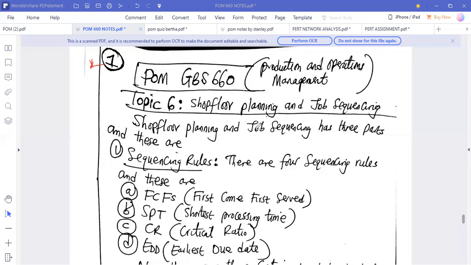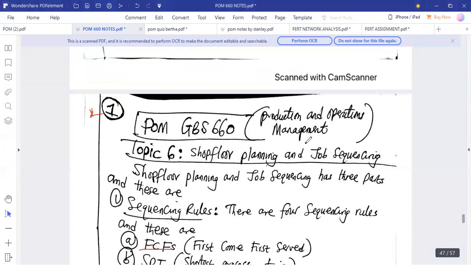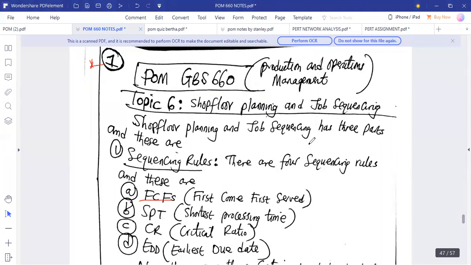Of course, we know that almost every organization uses the first come, first served basis, where you can only attend to a customer who came earlier than the other customer, because the customers may argue, why are you attending to this other client when I came early? So on the sequencing rules, right?